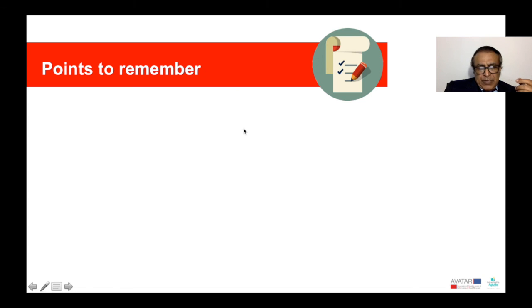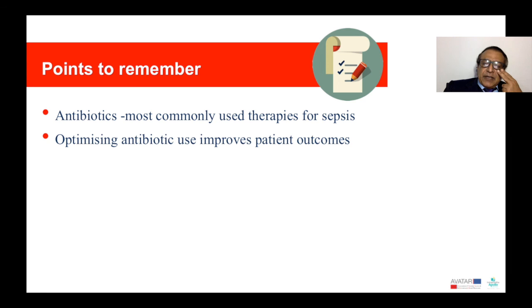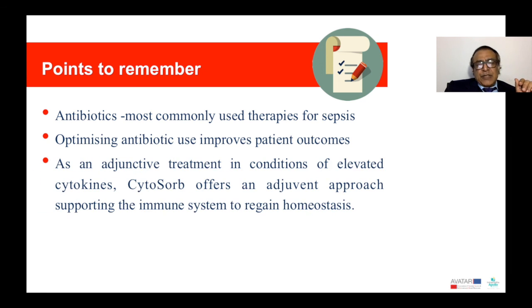Before I culminate, I would put some points which I would prefer that we all remember. Antibiotics are most commonly used as a first-line strategy, which we are all aware of. Antibiotics, whether all kinds of antimicrobials, depend on sensitivity or are broad spectrum. Optimizing antibiotic use improves patient outcome; it is a hardcore fact. As an adjuvant treatment in conditions of elevated cytokines, Cytosorb offers an adjuvant approach supporting the immune system to regain homeostasis, which is invariably observed in the majority of patients irrespective of the final outcome.